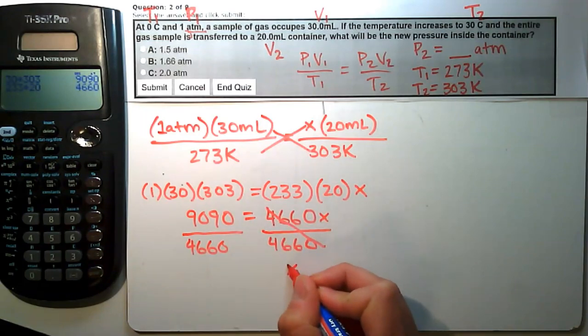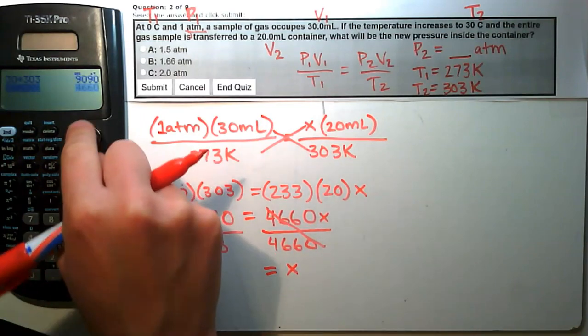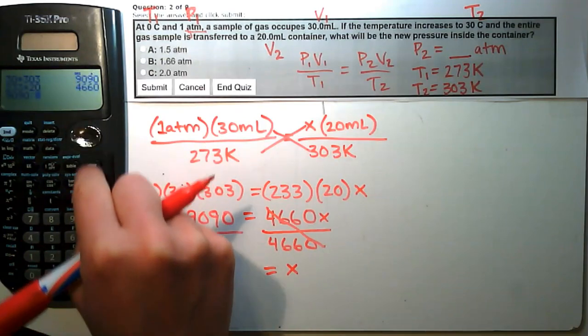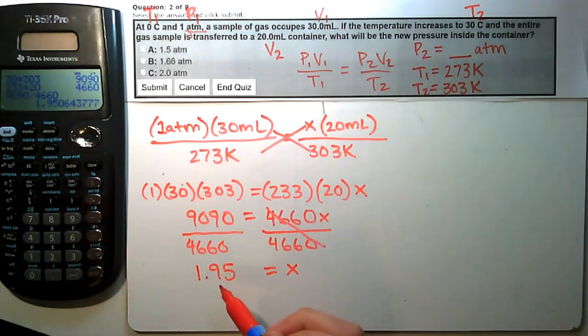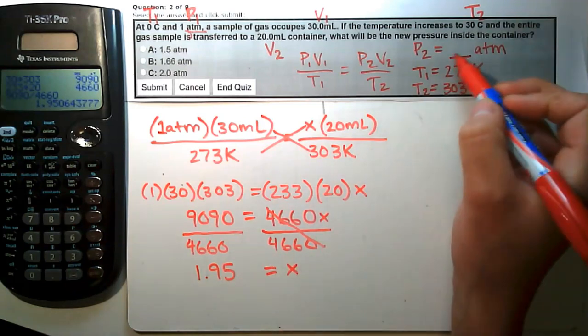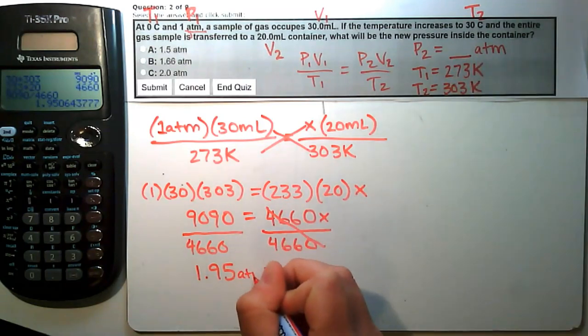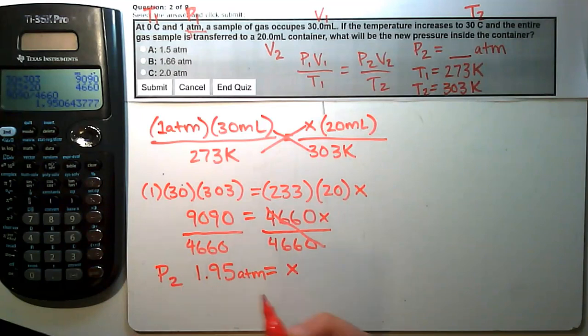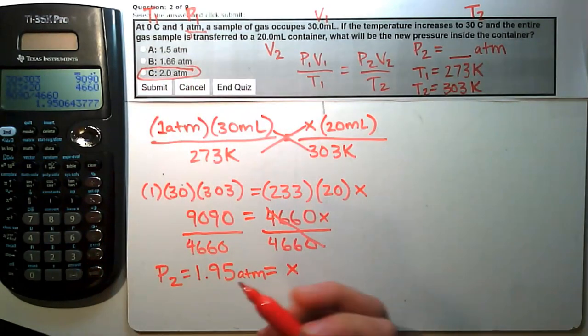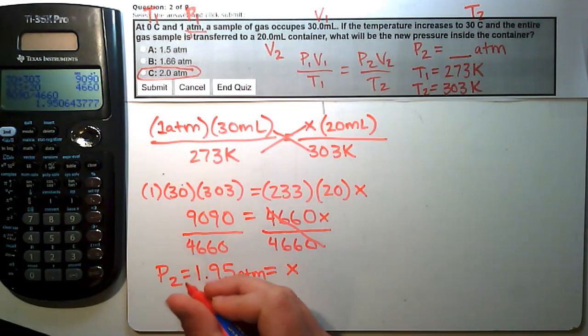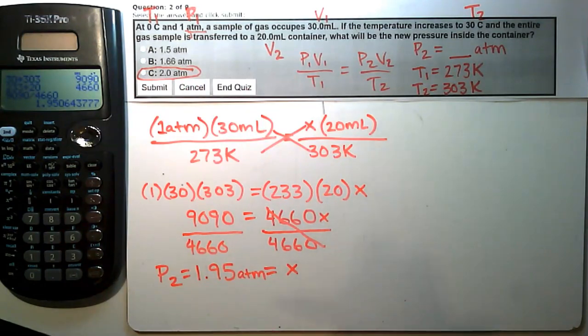So left over we get X equals 9090 divided by 5460, which gives us 1.66. And we know that our units on our pressure value are going to be atm. So this is our value for P2, and we're just going to look for an answer choice that's very similar. Looking at the answer choices, the closest value is the one we select. So C is the correct answer.